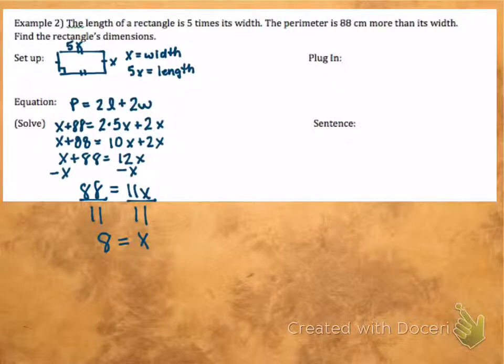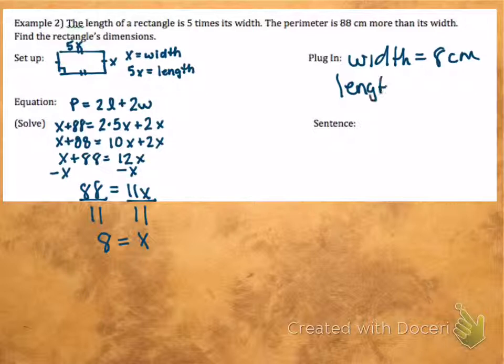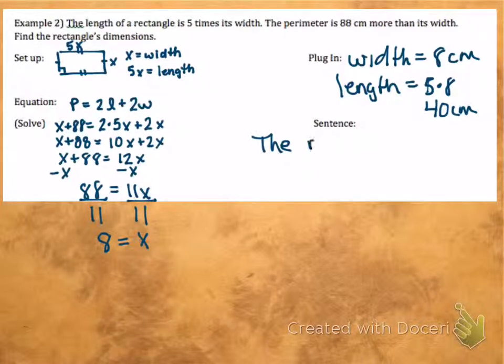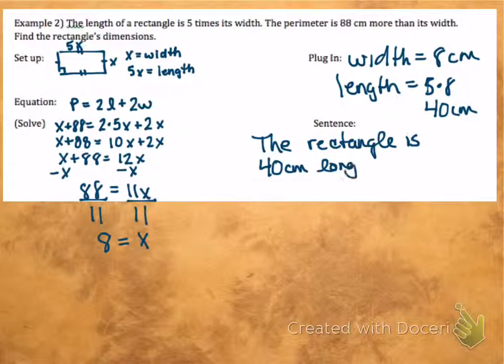Now as a plug-in, that's going to give me a width, which was x, of 8 centimeters. And the length would be 5 times that, which of course is 40 centimeters. And because it's a word problem, we'll answer in sentence form. So the rectangle is 40 centimeters long and 8 centimeters wide.